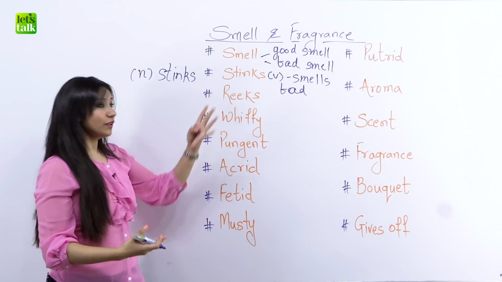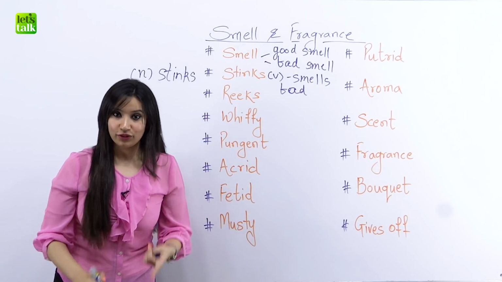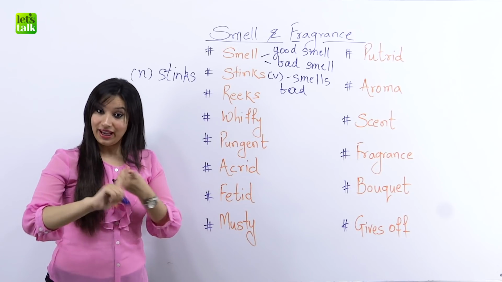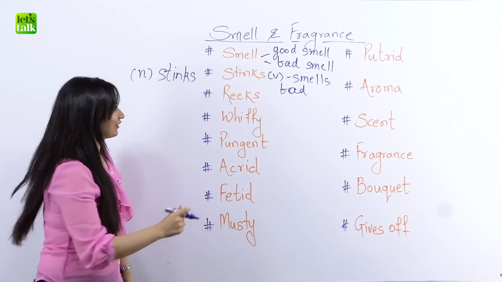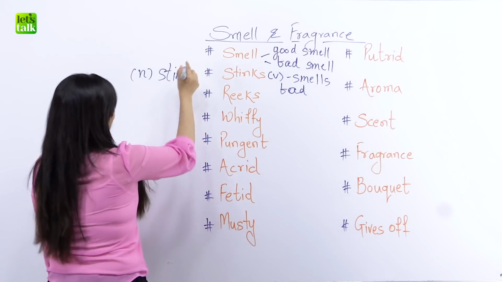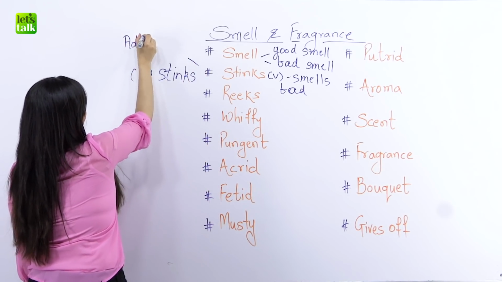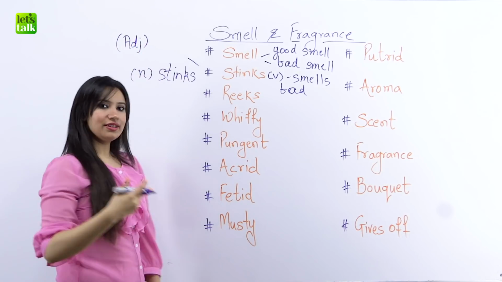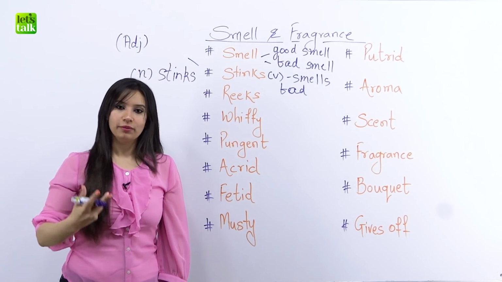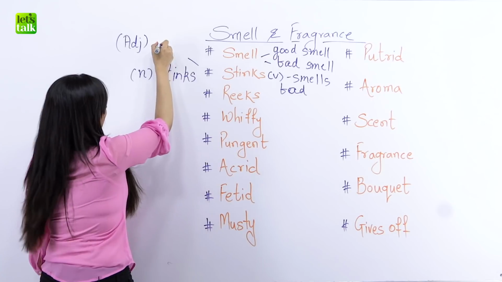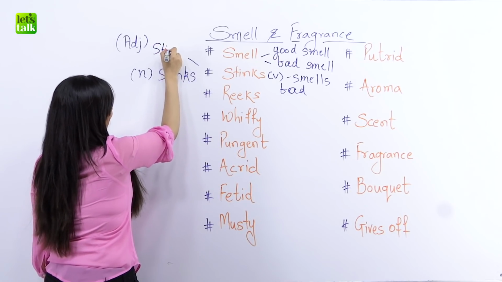Now, we can also use the word stink as an adjective, not just a verb, not just a noun, but also an adjective. So how do we use it as an adjective? I'll tell you. So when something is very stinky, that's how the word becomes an adjective. When we say that it is stinky.